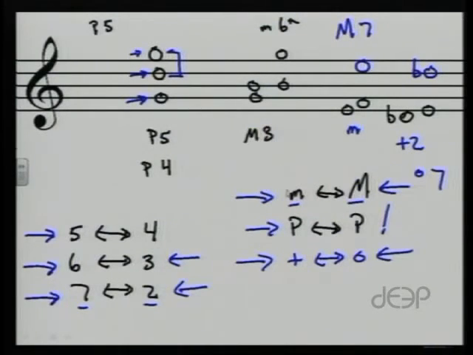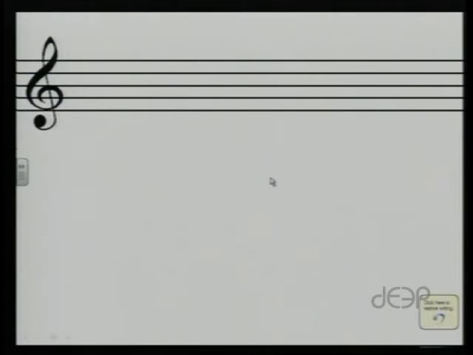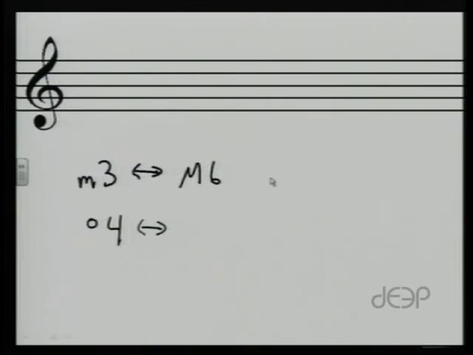Now, let's do a little test here and see how well you've followed. What's the inversion of a minor third? Thirds invert to sixths, minors invert to majors. Minor thirds invert to major sixths all the time. What's the inversion of a diminished fourth? Fourths invert to fifths, diminished inverts to augmented. What's the inversion of a minor seventh? Sevenths invert to seconds, minor inverts to major.